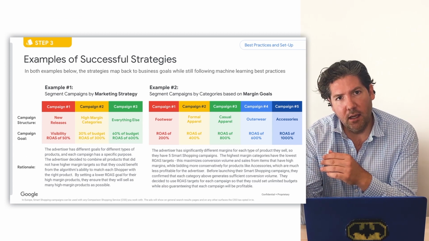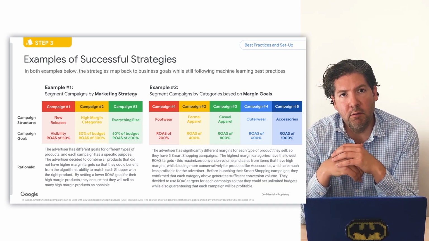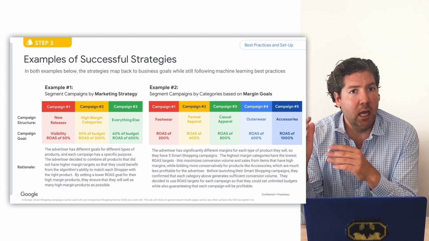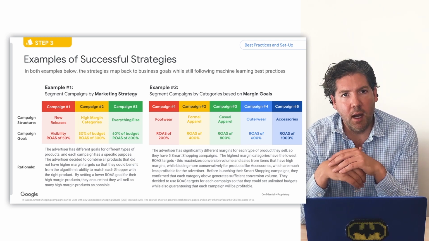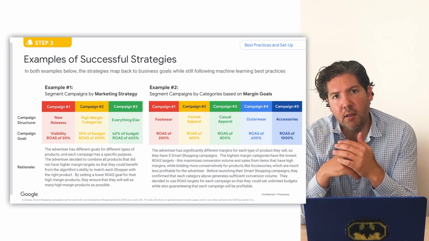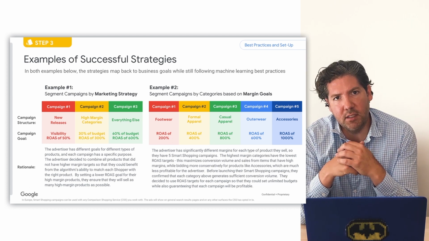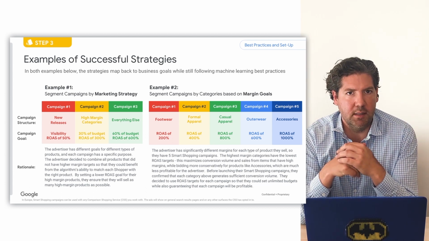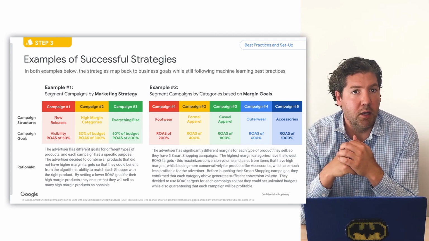On the right-hand side, that's for the mass of their products where they want to increase the revenue on ad spend, so they actually have a higher ROAS target here. And in the middle, they picked a few high margin products where they increase the margin that they have in each sale and lower the return on ad spend. On the right-hand side, we actually have more of a margin play.